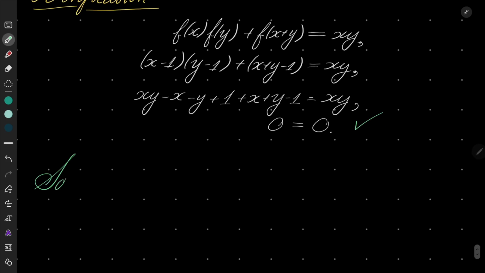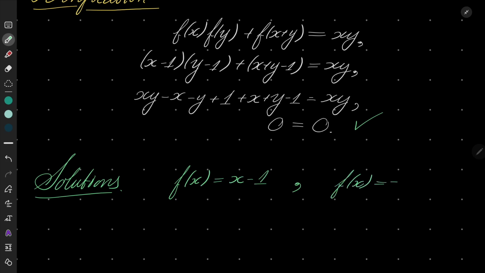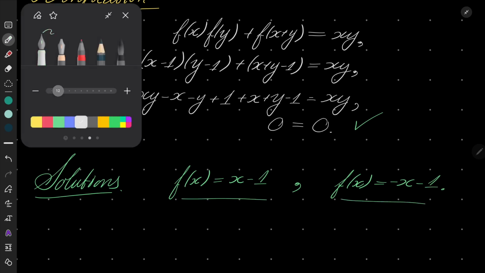Solutions: f(x) equals x minus 1 is one possibility. f(x) equals minus x minus 1 is the second possibility. And that closes our problem.